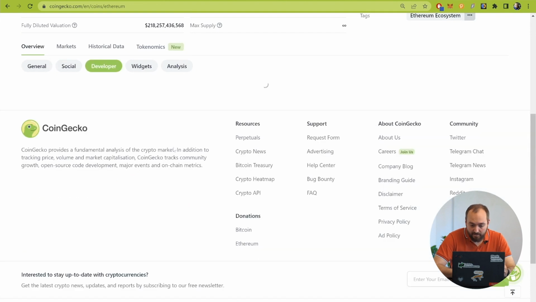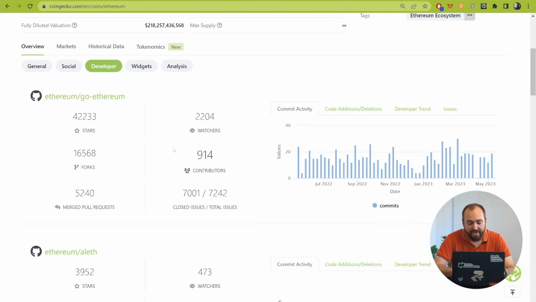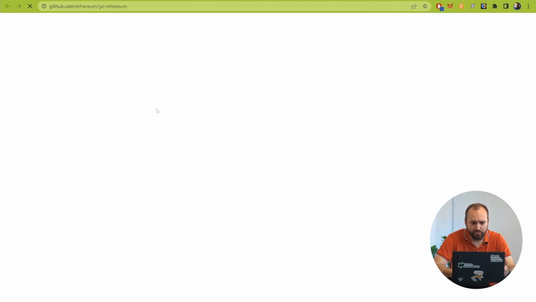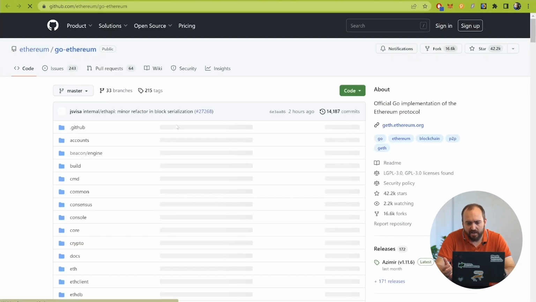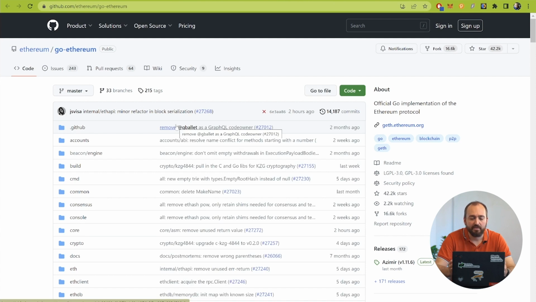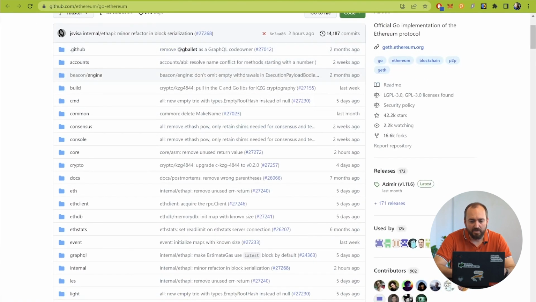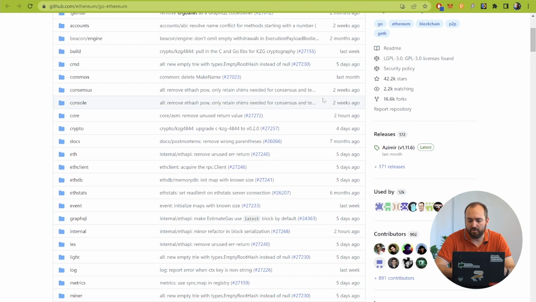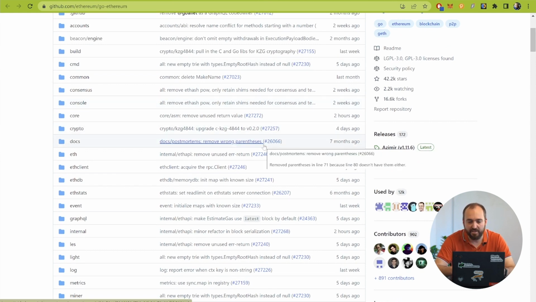Also, we can check the developer page and can see the Ethereum GitHub. You can see how often any changes are made, 5 days ago or 2 hours ago. That means the project is alive and the developers are pushing forward as much as possible.